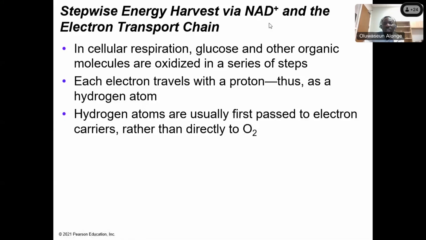All right, so we are going to start looking at how electrons will be used as sources of ATP and how electrons itself are produced. So in cellular respiration, glucose and other organic molecules are oxidized in a series of steps or stages. Each of the stages, electron travels through them. And I told you already that when electron moves, what moves with it?